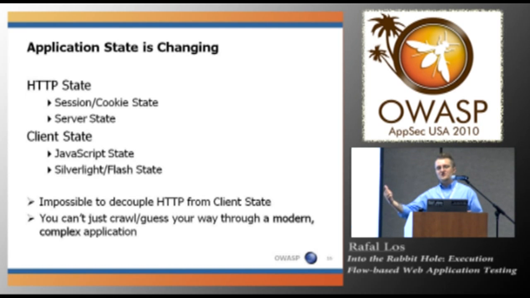So we've got HTTP state, server state, client state, and now it's cookies, server state, JavaScript. We've got Flash and Silverlight. We've got all sorts of other things happening. So the concept of state is now becoming even more complex. So how do you crawl all that?